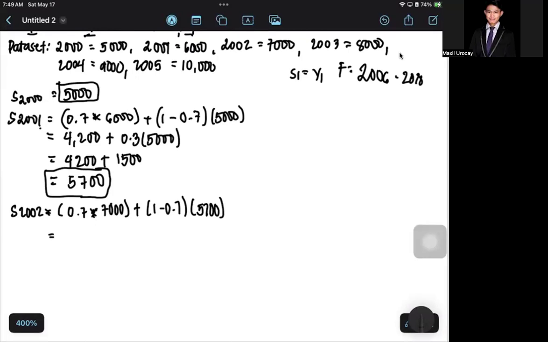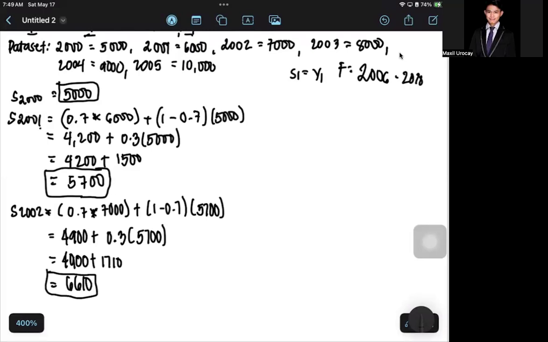0.7 times 7,000 becomes 4,900. Then plus 0.3 times 5,700, that equates to 1,710. Adding 4,900, that equates to 6,610. Therefore, this is the smoothed data for 2002.